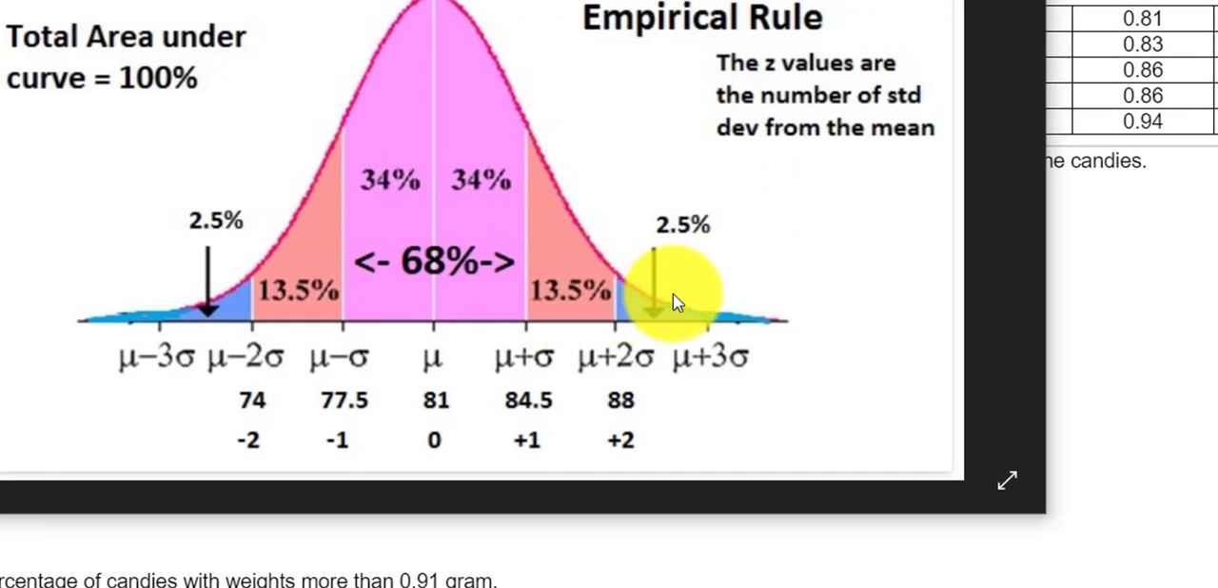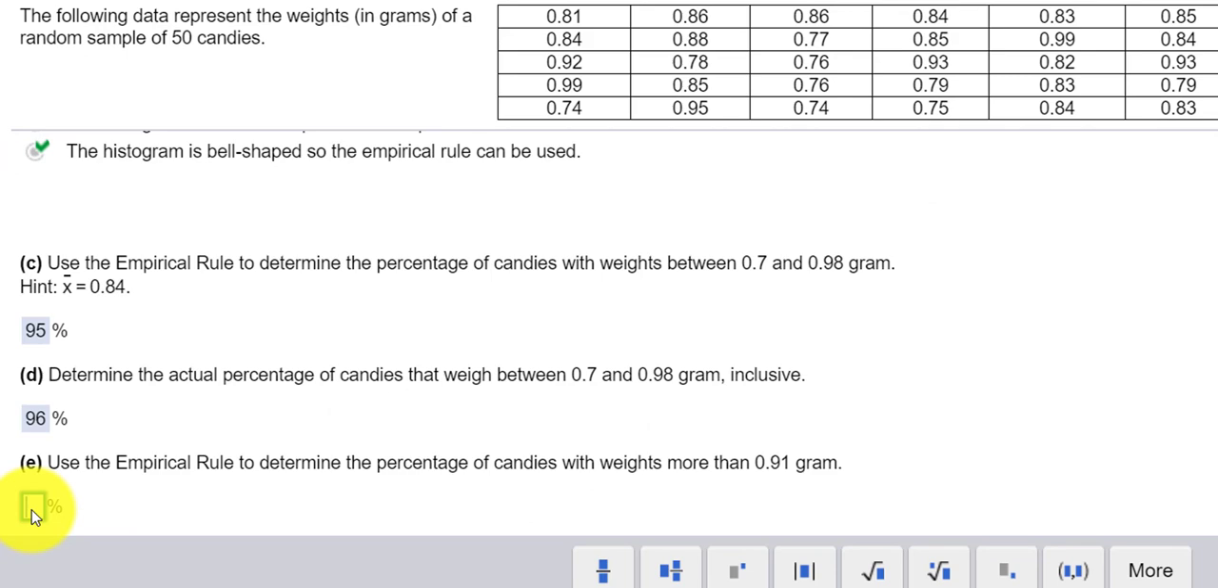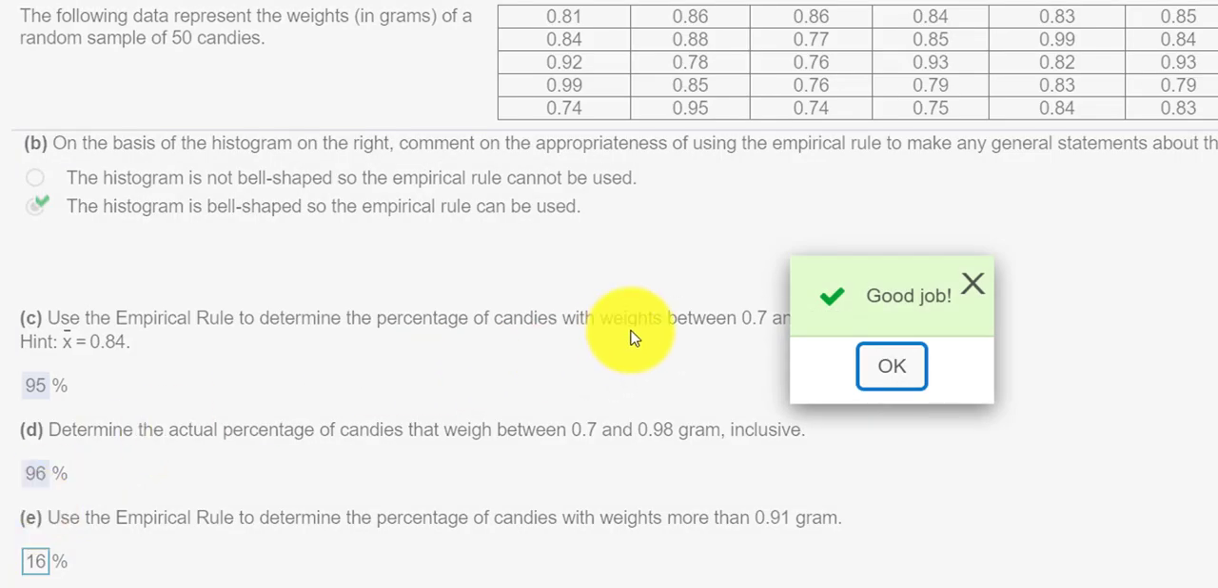I have to add all of these values up. So let me do that. All right, so if I add the 13.5 plus the 2.5, that covers all of this part of my curve. So it looks like only 16% of my candies will have a weight greater than 1 standard deviation away. So I'll put in 16%. I get a good job.